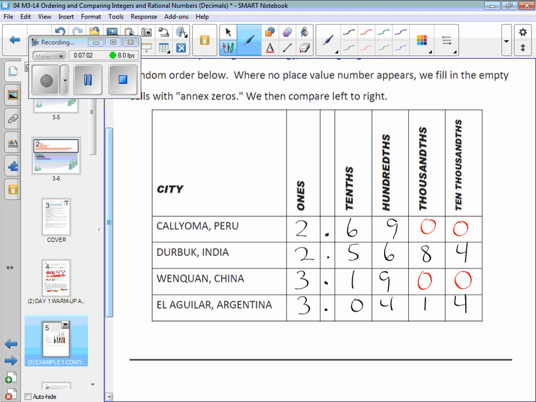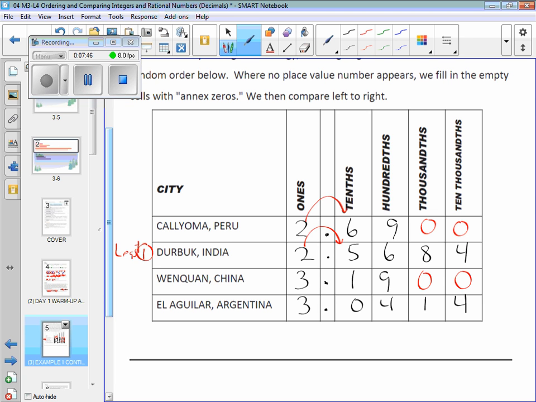So starting on the far left, which is lower, 2 or 3? Obviously it's 2. So now I've got to compare between Calioma and Durbuck. I don't care about Wencon and El Aguilar for right now. So I've got a tie. I got 2 2s. Now I've got to go to the next column. What's lower, 5 or 6? 5. I now know I'm going to put a little number 1 next to this. This is my least. We can, but we'll do it at the end. So I think it's easier to organize it here, and then I can list it.